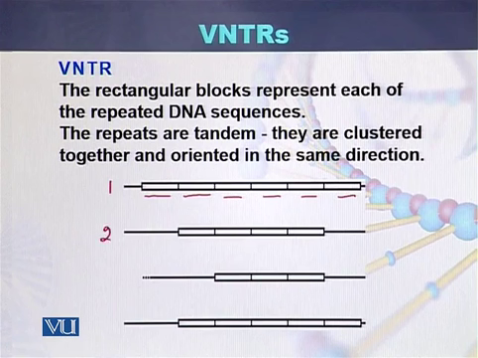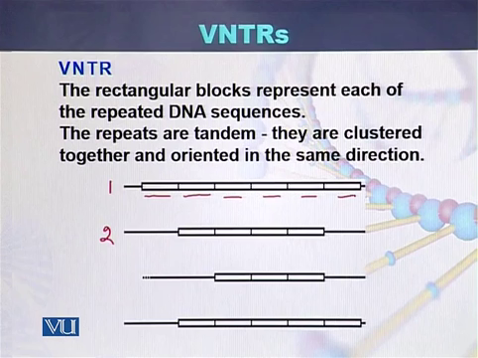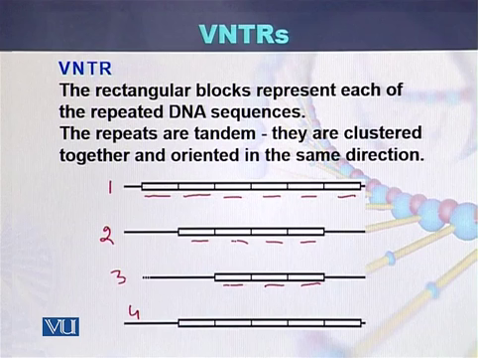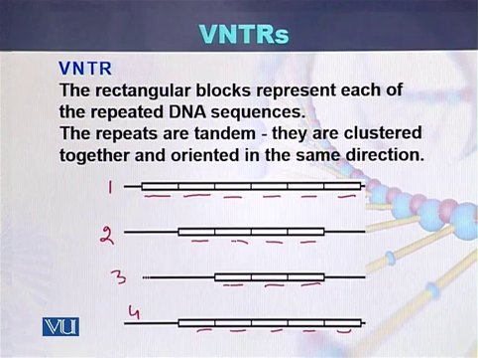In the case of individual 2, the same DNA sequence is repeated 4 times. In individual 3, the same DNA sequence is repeated 3 times. In individual 4, the same DNA sequence is repeated 5 times. So we can say that these blocks represent the repeated DNA sequence, and these repeated sequences, shown in the form of blocks, vary between individuals and are usually clustered together and have the same orientation on the DNA strand.